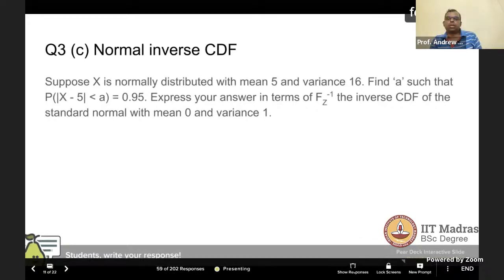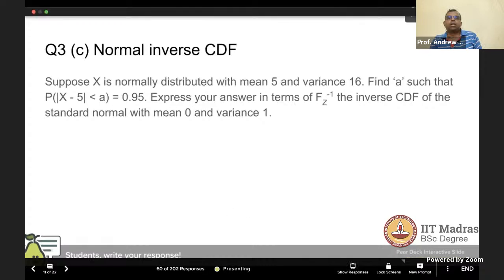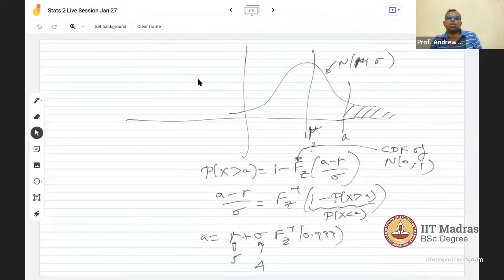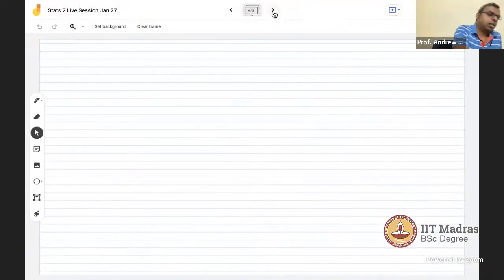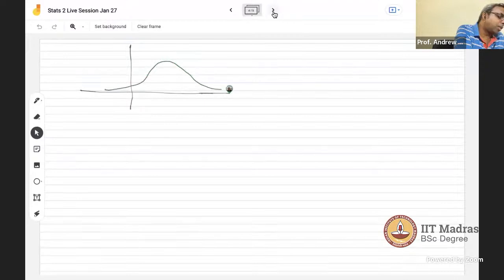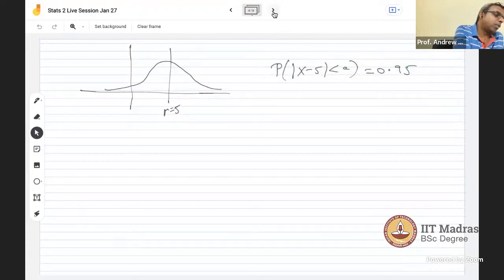Okay, so maybe we should go to the Jamboard and work this out. And I'll come back and show you the responses once I'm done. So this question again asks you to do this. There is a mu equals 5 thing. And then what's given is probability of mod X minus 5 is less than a equals 0.95, right? This is what's given to you. So we need a. This is normal, mean mu, and variance sigma squared.